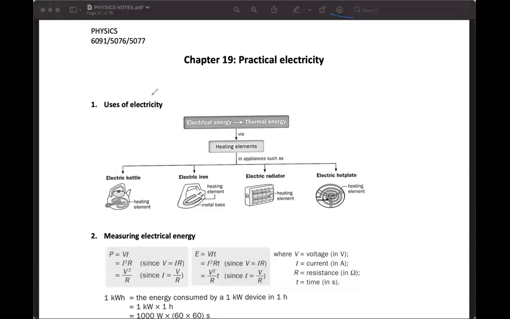Electricity can be used for the heating effect. There are a lot of heating devices, like a kettle, an iron, a radiator, or even your hot plate. All of these use electrical energy and convert it to thermal energy. These are just some examples. Remember, one of the topics you need to know is how electricity can be used for the heating effect.